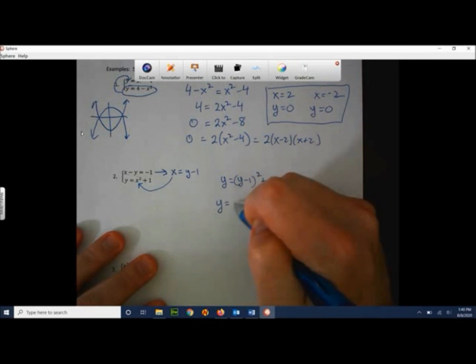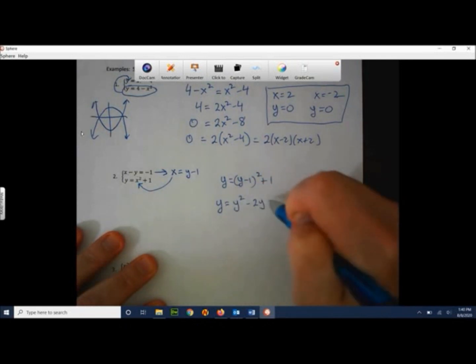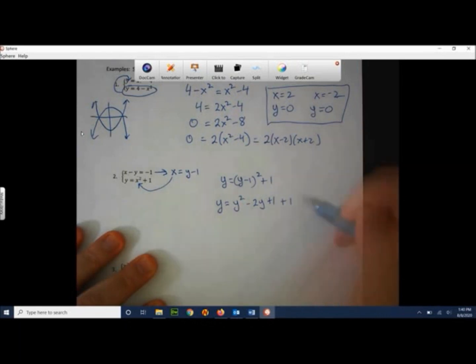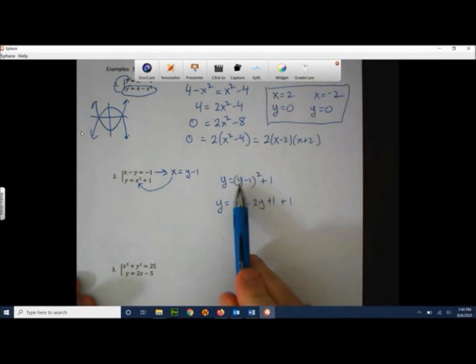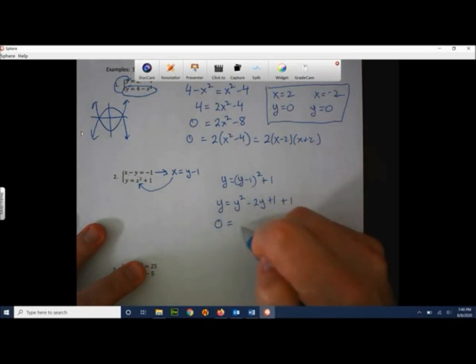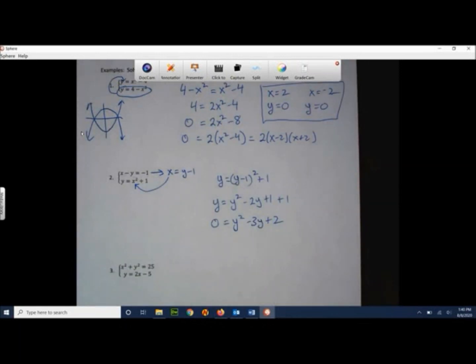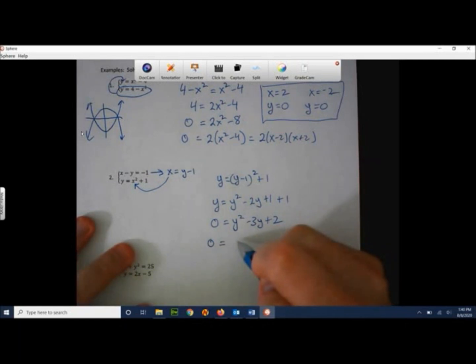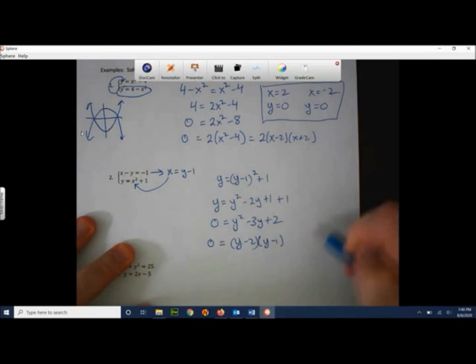You get y equals y squared minus 2y plus 1, and then you still have this other plus 1 on the end. A lot of students will say that this is y squared minus 1. You can't do that. Write down y minus 1 times y minus 1, expand it out, and I promise you this is what you'll get. All right, so if I subtract the y on both sides, I get 0 equals y squared minus 3y plus 2. And once again, this is pretty good because I think it factors. This is y minus 2 and y minus 1. So y equals 2 or y equals 1.